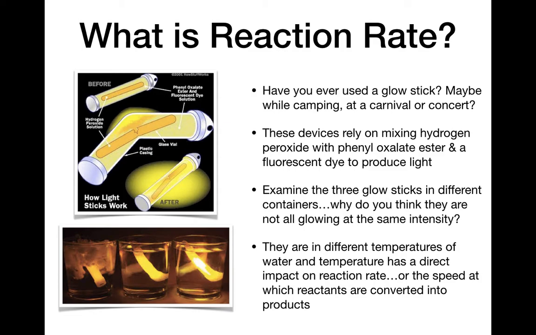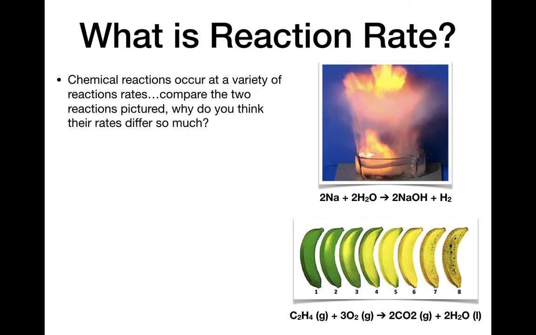And reaction rate, the full definition, is the speed at which reactants are converted into products. So it's per unit time, this process. Okay, so chemical reactions happen at a big variety of reaction rates. We have 2 reactions pictured here with very different reaction rates. Why do you think those rates differ so much?